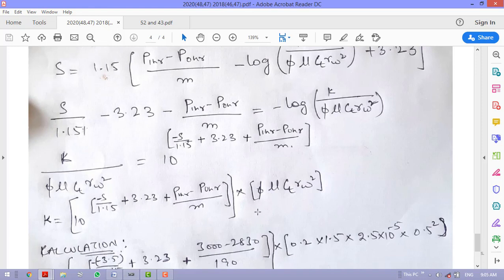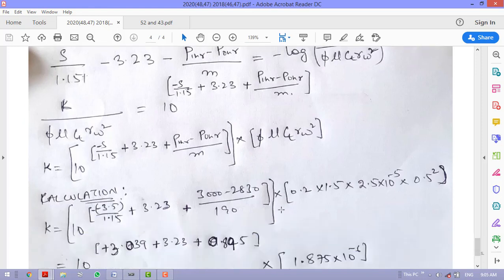Further, I have just substituted the values in the calculation. So 10 power minus of minus 3.5, which is given as the skin factor in the question, divided by 1.15 as a numerical constant, including 3.23, and P at 1 hr is 3000 and P at 0 hr is 2830, divided by 190, which is the slope in units of psi per cycle. The rest of the data is 20% porosity, 1.5 centipoise viscosity, total compressibility 2.5 × 10^-5 psi^-1, and wellbore radius 0.5 squared.